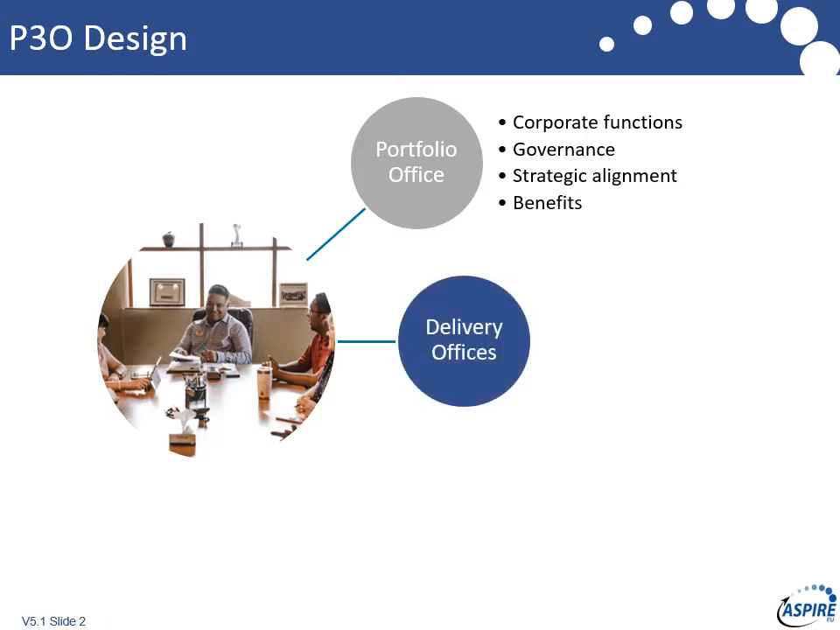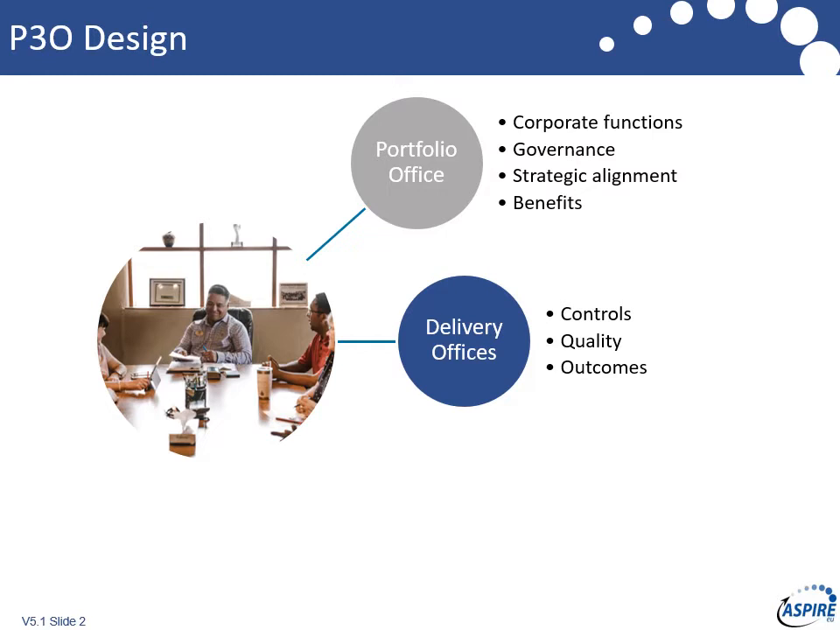The next thing we've got to think about is our delivery offices. Now, this is the program office or the project office that's basically out there doing their stuff and delivering things. So whereas we have governance really in portfolio office, we have controls in the delivery offices. So they're checking that they're on schedule to deliver their outcomes, capabilities.